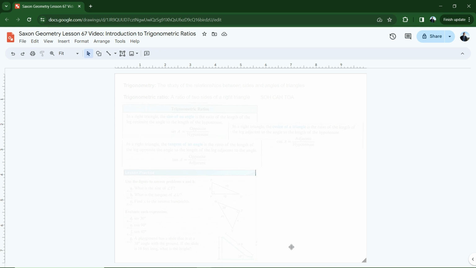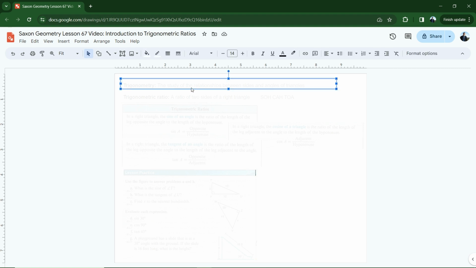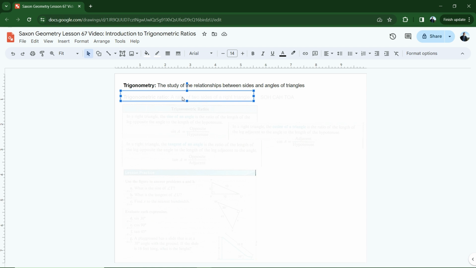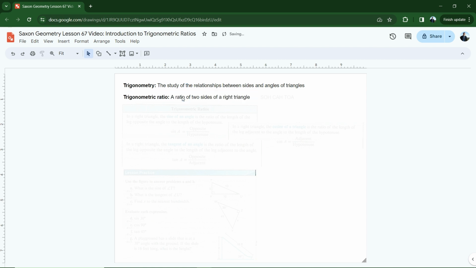So we're going to be talking about trigonometric ratios. Historically, this is a tough lesson. We're going to be talking about sine, cosine, and tangent. First of all, when we talk about trigonometry, we're talking about the relationships between sides and angles of triangles. And very specifically in this lesson, we're going to be focusing on a specific type of triangle. So trigonometry is really all triangles, but this trigonometric ratio lesson is focused in on just right triangles, okay?